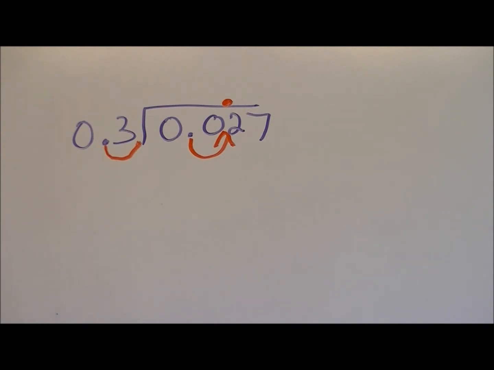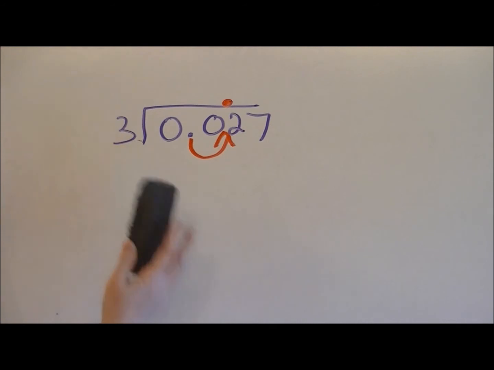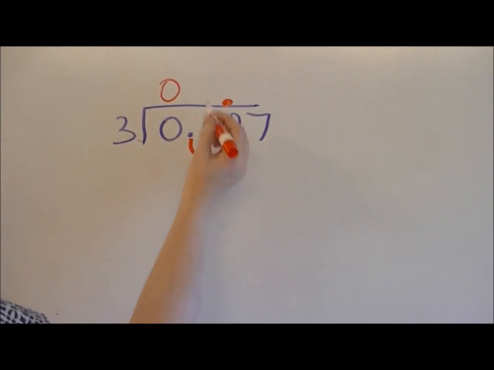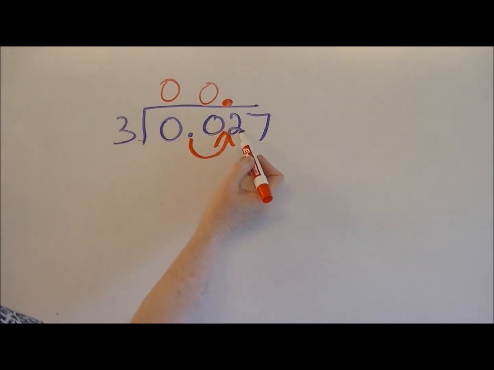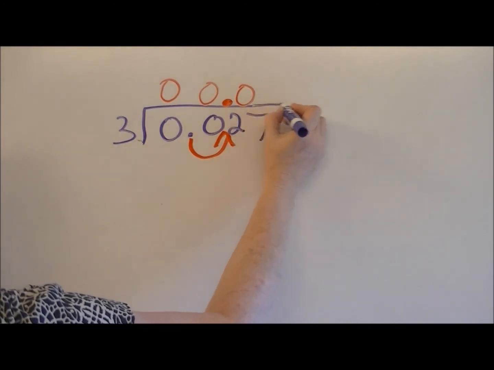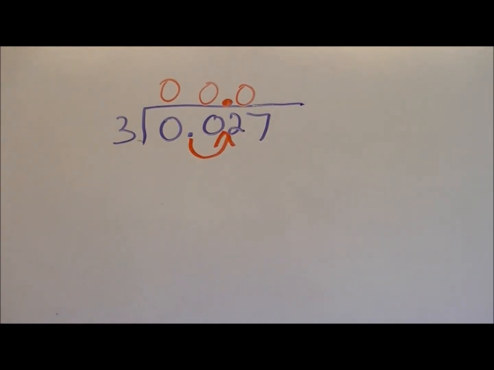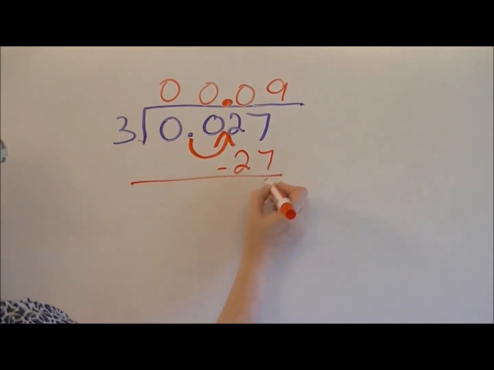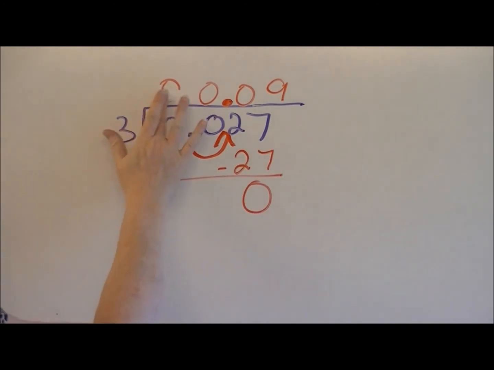Now I like to erase all of this out here so it looks a little bit easier. Will 3 go into 0? No, so I can put a 0 there. Will 3 go into 0? No, I can put a 0 there. Will 3 go into 2? No. So now I'm looking at 27. How many times does 3 go into 27? And that would be 9. And 9 times 3 is 27. Subtract, and you have a remainder of 0. So your answer is, a little better if it looks like that, 0.09.